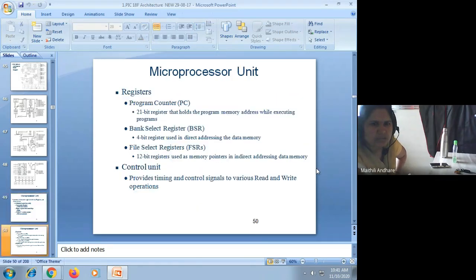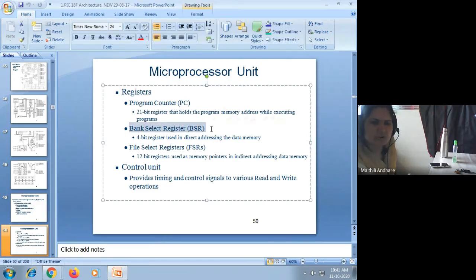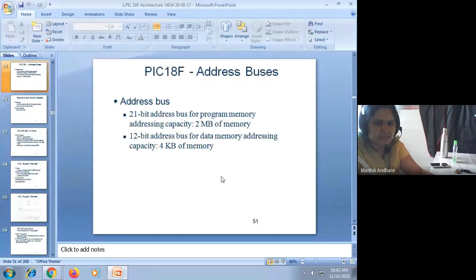Okay. Then program counter is also there. A 21-bit program counter register is available. Bank select register is also available, which is called the BSR. Then file select register is also available, which is called the FSR. We are going to study in data memory organization in detail what BSR and FSR mean. Control unit is also available, that is the part.